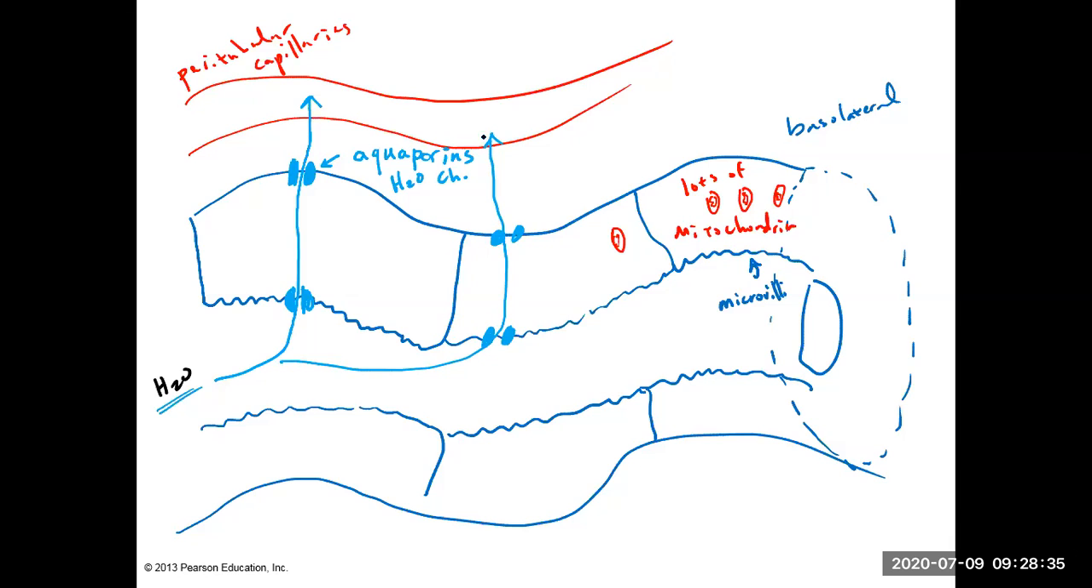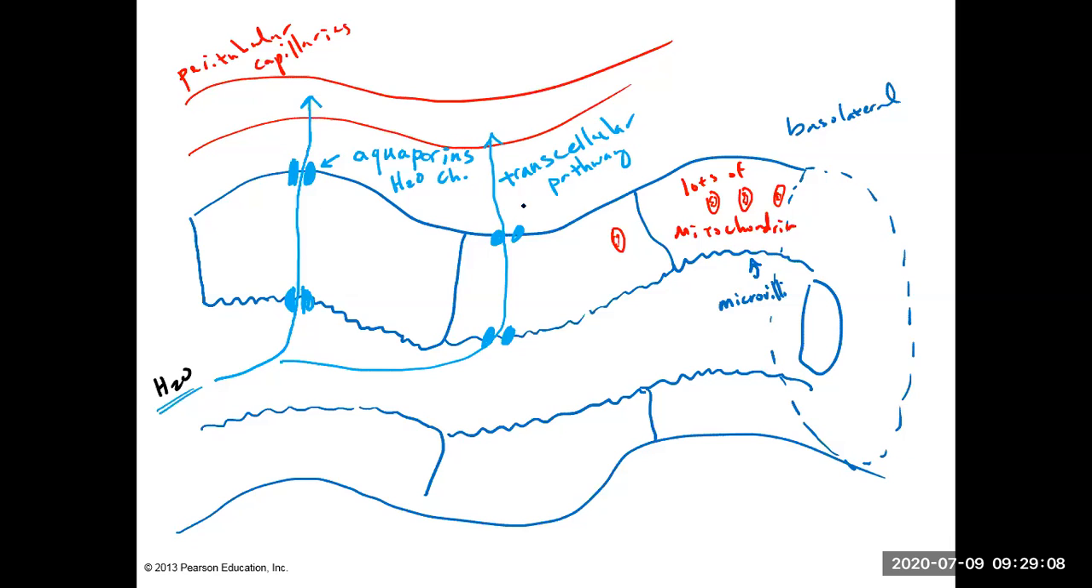And yes, you could build up your pressure because your volume did not change that much, and you're absorbing the water that you need. This is called a transcellular pathway. Trans means through the cell, transcellular. So this is an example of the transcellular pathway.